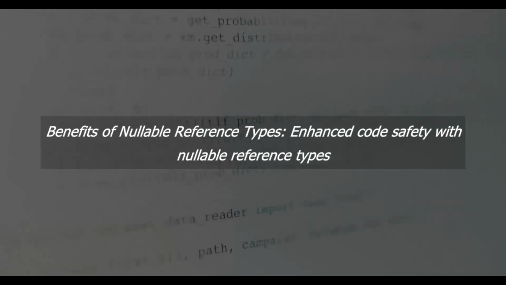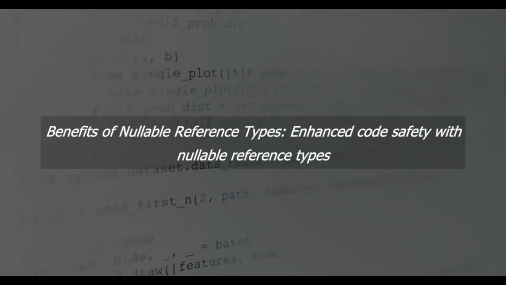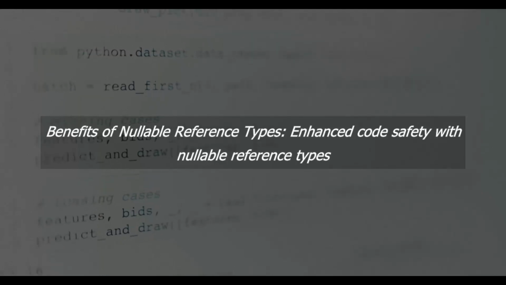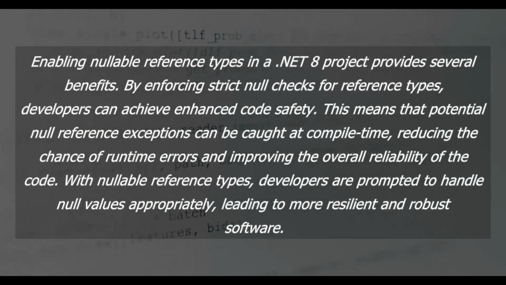Benefits of nullable reference types. Enhanced code safety with nullable reference types. Enabling nullable reference types in a .NET 8 project provides several benefits. By enforcing strict null checks for reference types, developers can achieve enhanced code safety. This means that potential null reference exceptions can be caught at compile time, reducing the chance of runtime errors and improving the overall reliability of the code.